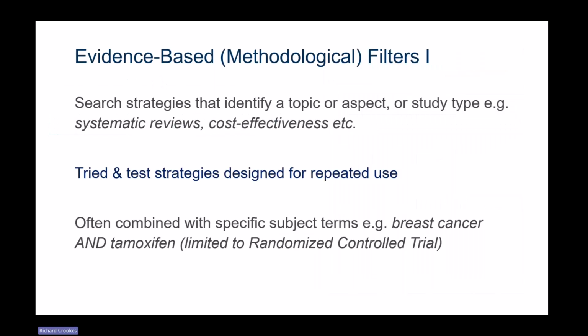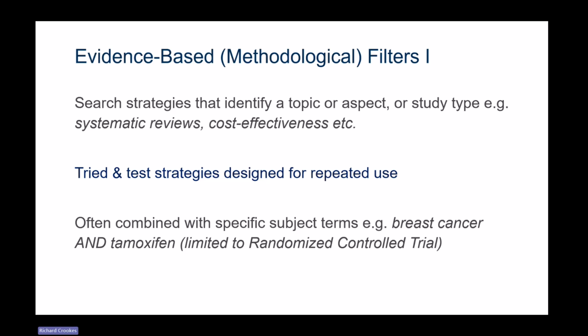Just wanted to introduce you to the evidence-based methodological filters. So these are search strategies that identify a topic or aspect or study type. So you could be looking for systematic reviews or cost effectiveness studies and so on. I'm showing you these because these could also assist you in identifying what's been done previously, what systematic reviews are out there already, and that may give you additional terms that you could use to review your search. It might give you other references as well that you've not seen before.